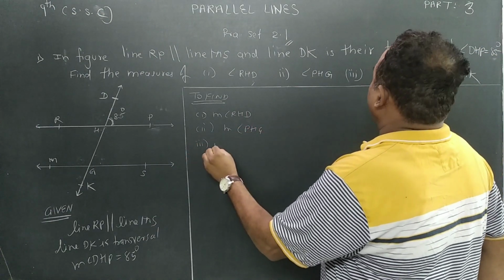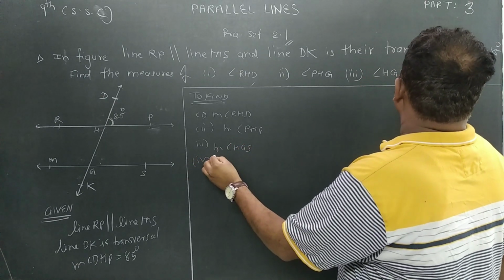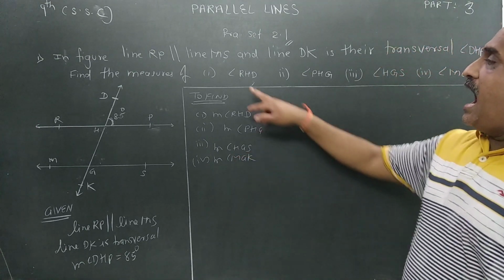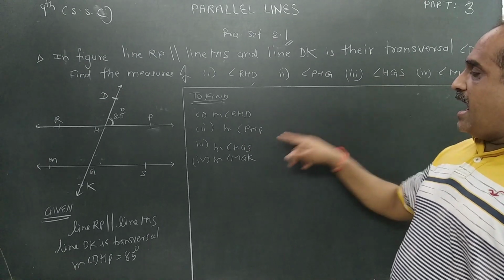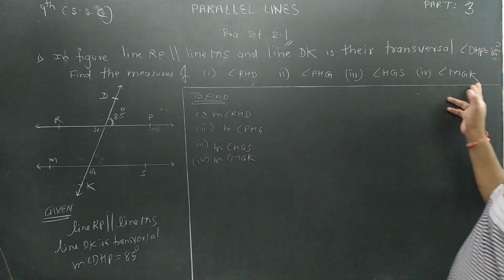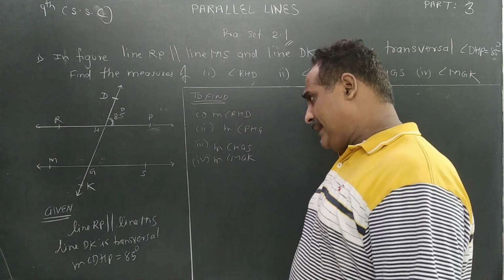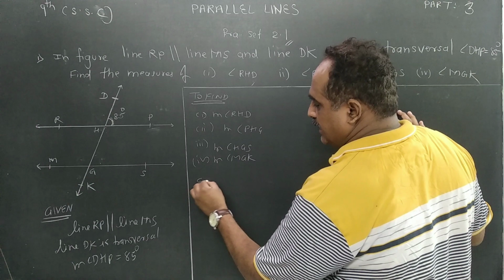Third one is measure of angle HGS. Fourth one is measure of angle MGK. Once again, RHD, PHG, HGS and MGK, that we have to find out. ठीक है, अब जाते हैं हम लोग सॉल्यूशन के लिए.